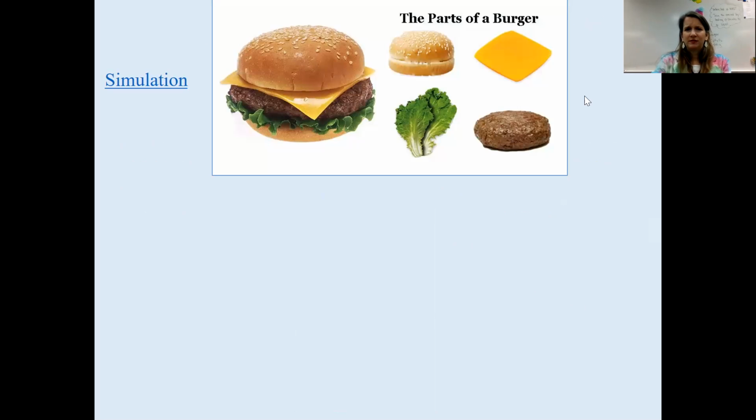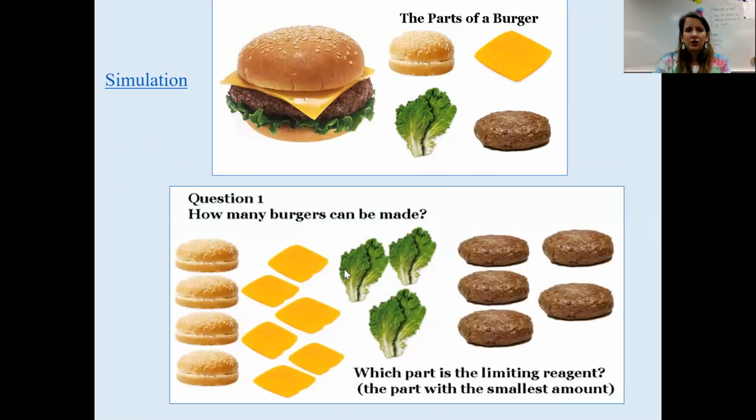So if we talk about this in terms of a burger, we can see that this particular burger has a bun, a piece of cheese, a hamburger patty, and some lettuce. So if this is the stuff that we have available to us, how many burgers can we make? Well, the hamburger bun tells us that we can make 4 burgers. The cheese tells us that we can make 6. The lettuce here tells us that we can make 3. And the hamburger patty tells us that we can make 5. So because we only have enough lettuce to make 3 hamburgers, we can only make 3 hamburgers. And the reaction for the hamburger making in this case would have to stop.